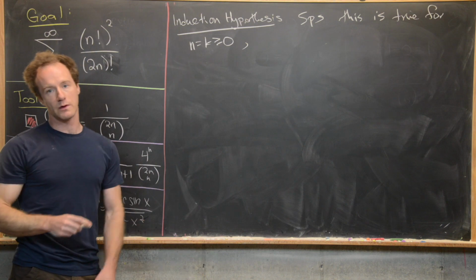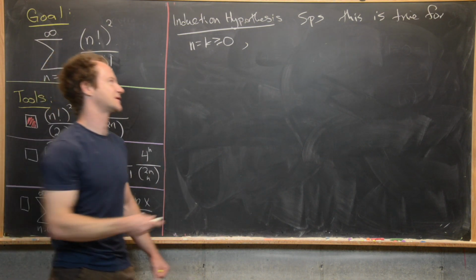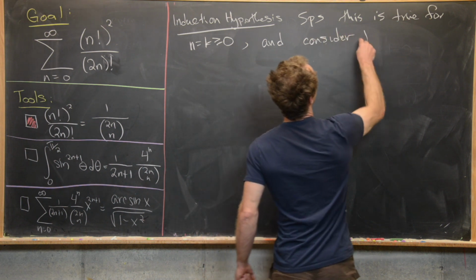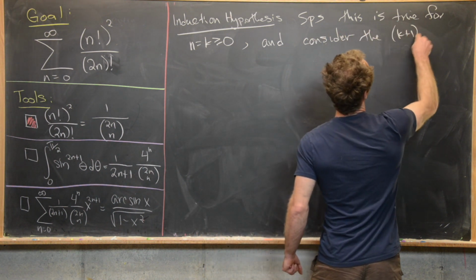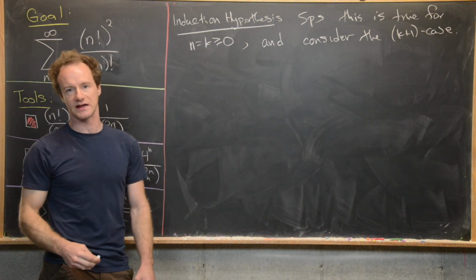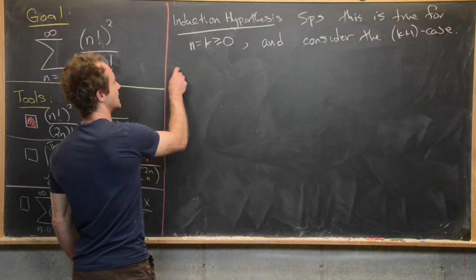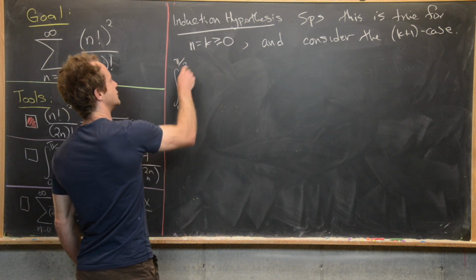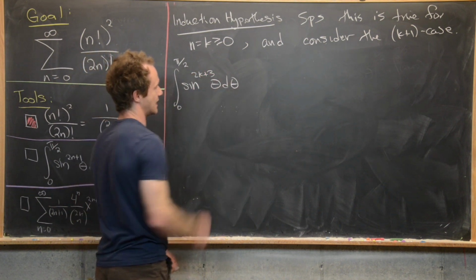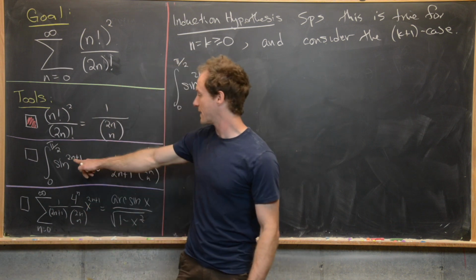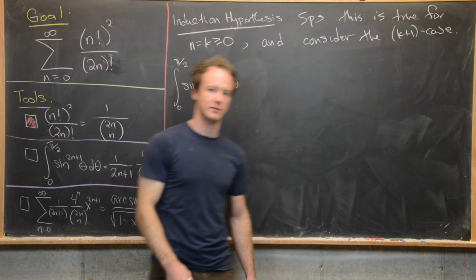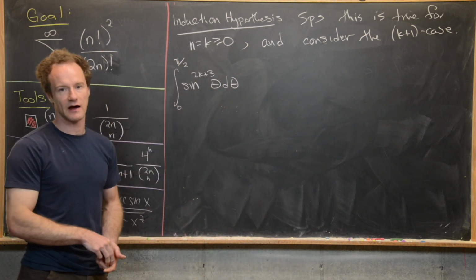And then from there, what we want to do is consider the k plus first case. And we need to show that that case will follow from the kth case. And the k plus first case will be the integral from 0 to pi over 2 of sine to the 2k plus 3 theta d theta. And we can see that because if we plug k plus 1 where we see n here, we'll get 2k plus 2 plus 1, which is 2k plus 3. So that's exactly what we have.